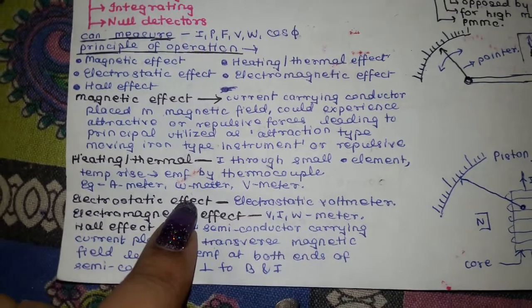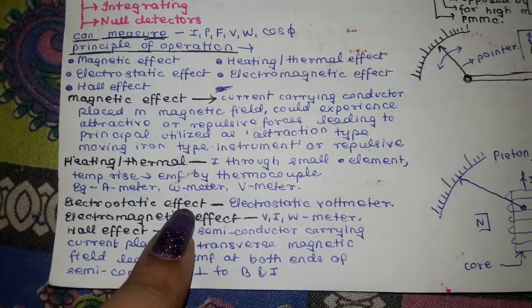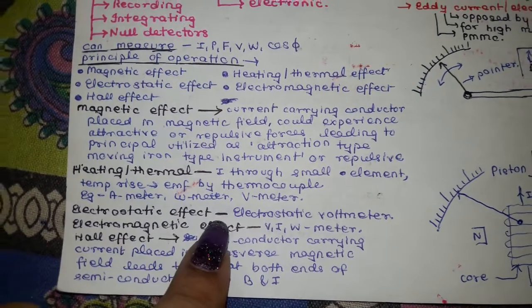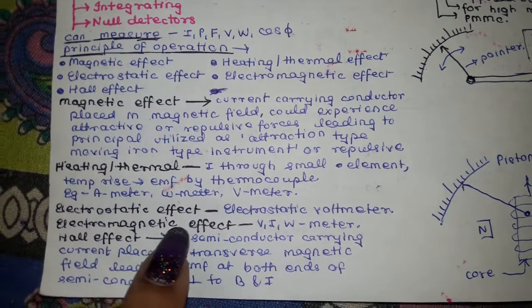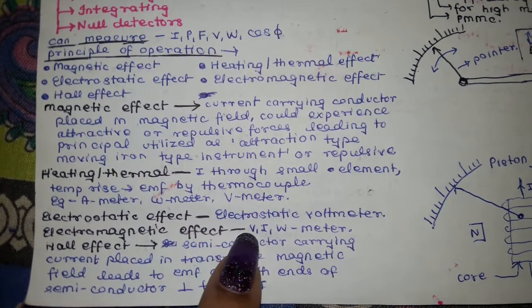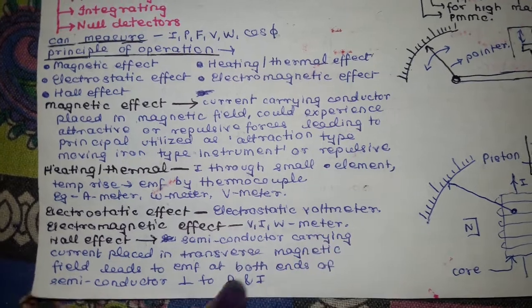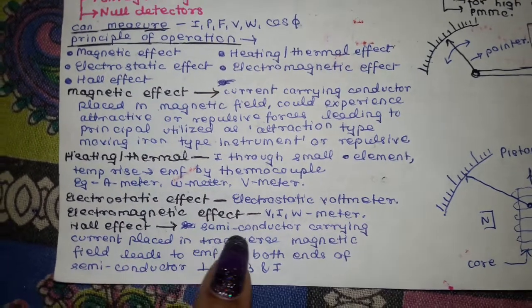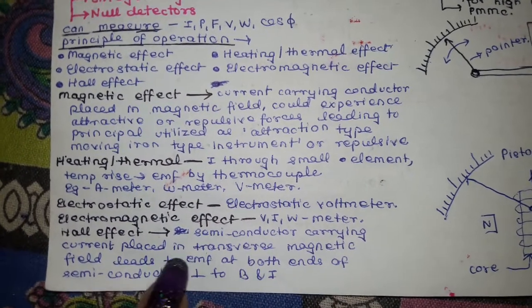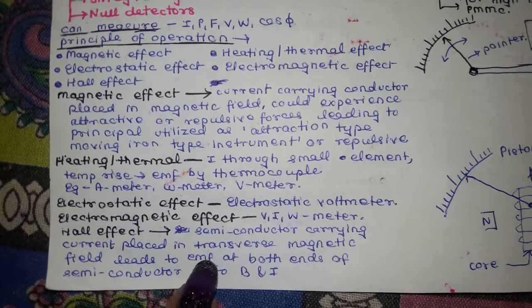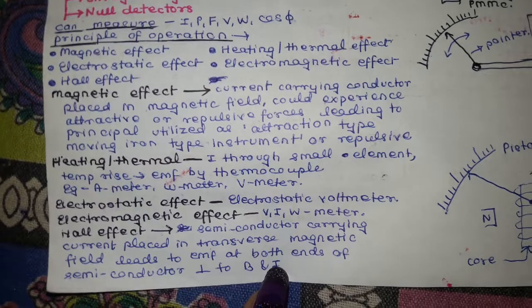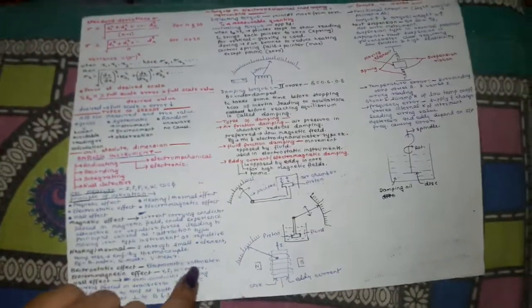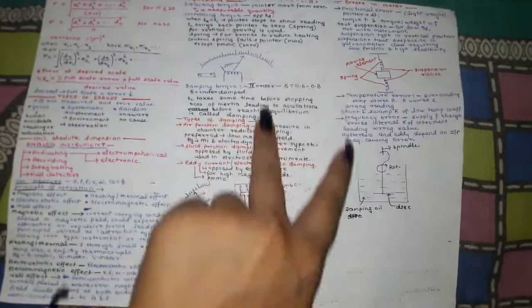Electrostatic effect, you pretty much know the electrostatic force of attraction or repulsion, and this is used in electrostatic voltmeter. Then we have electromagnetic effect used in voltmeter, ammeter, or wattmeters. Then we have Hall effect. A semiconductor carrying current placed in a transverse magnetic field leads to EMF at both ends of the semiconductor perpendicular to both B and the current. So this is all for part 2, and in part 3 we shall be covering these two topics.